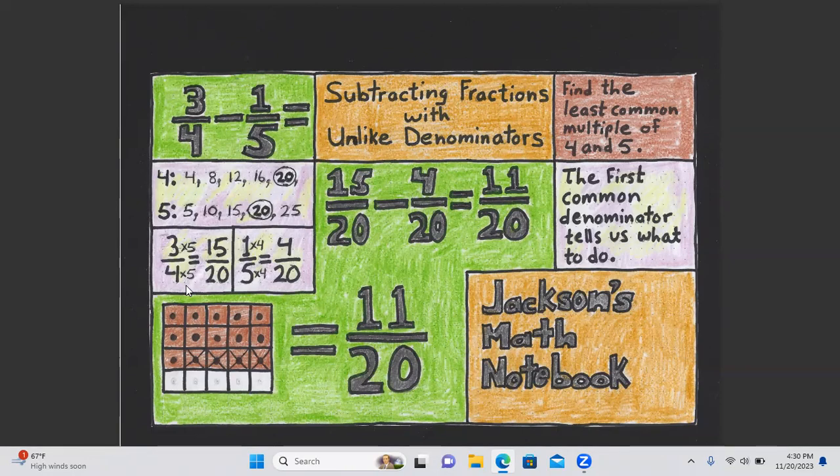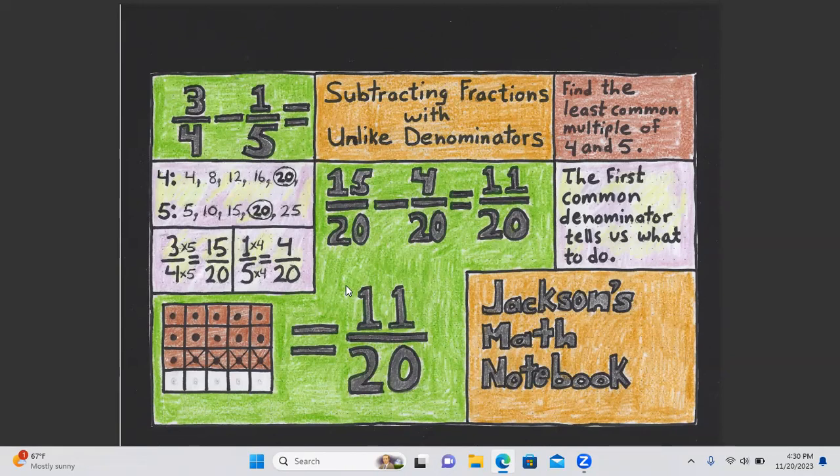Now that we know our new fractions, 15/20 is actually taking the place of 3/4, and 4/20 is actually taking the place of 1/5, we can go ahead and do our normal subtraction of the numerators. 15 minus 4 equals 11, and then we just maintain and keep the denominator where it belongs, at the bottom. As you can see, our answer is 11/20.